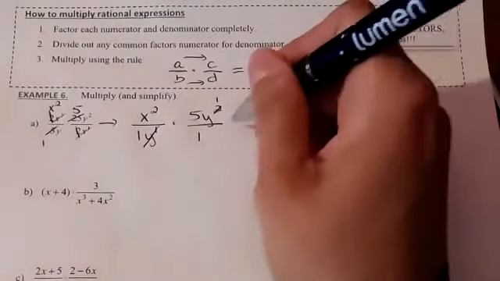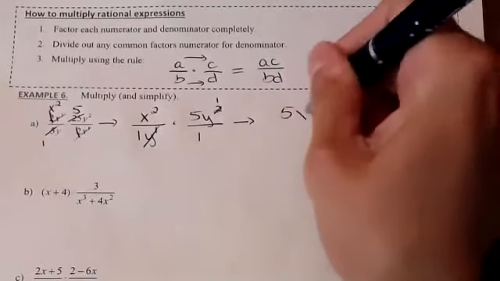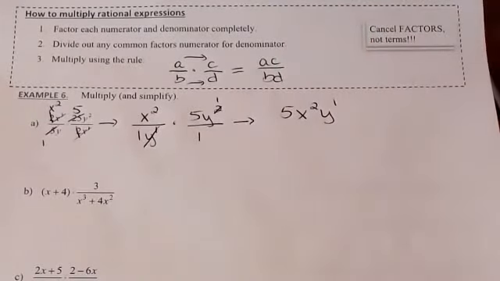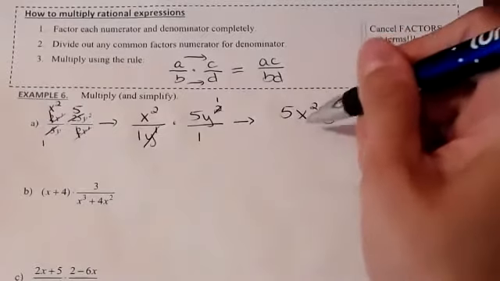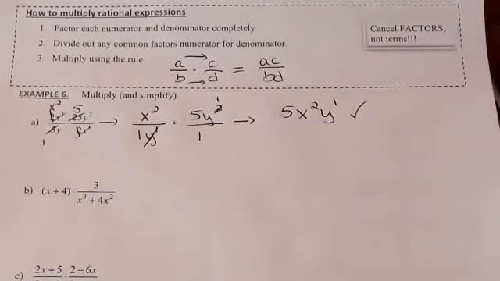Now that everything is completely simplified, we move from left to right. x to the second times 5y to the first should be rewritten. We don't want to put the 5 in the middle and sandwich it between the variables. That's not proper etiquette. We're going to bring the 5 in front and we'll write x squared y to the first afterwards. We could write this all over 1, but I'm going to save you some time and not do that because you don't need to write your fraction over a 1. If you did that, you'd be writing everything over a 1, and that's just silly. And we're done. That's it. That's the process.